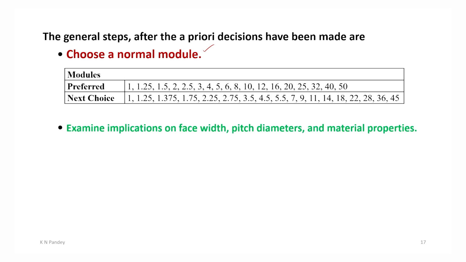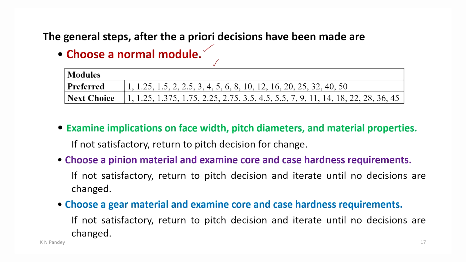Then we examine the implication. After taking this module, we will find the other parameters of the gear and check whether we are getting a satisfactory result or not. If not, then again we will come back and take another decision. It means the design is not a serial problem, it is an iterative process. We have to come back, take another decision and start the process again, and if satisfactory results are still not coming, then again we come back and take another decision. So, all that is given here.